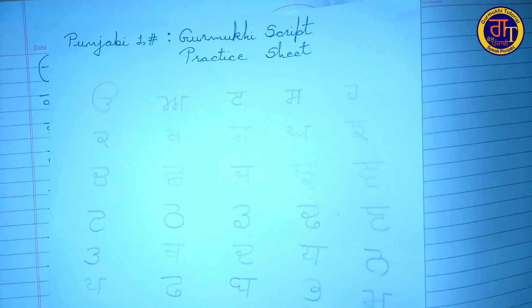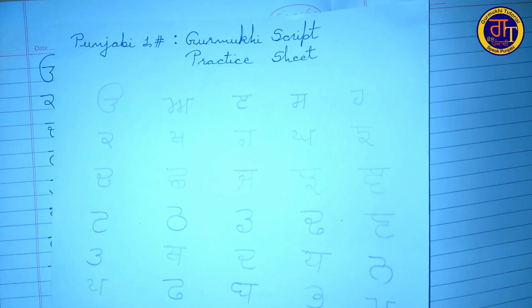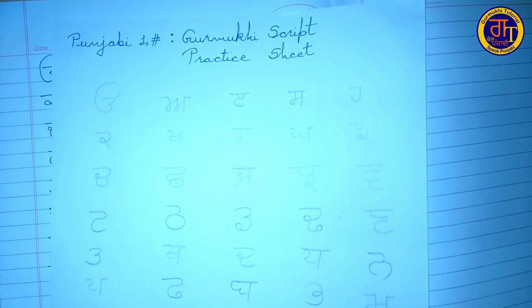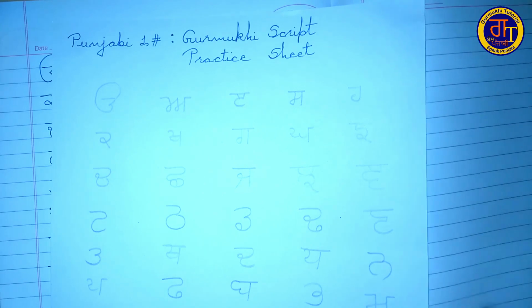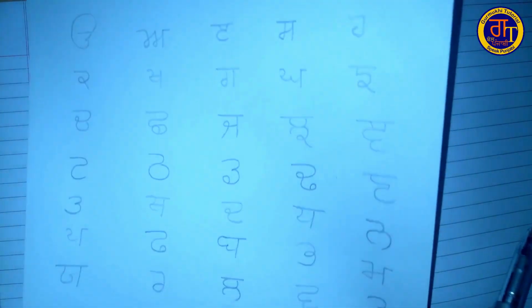I prepared the last sheet as a help and practice sheet on which I wrote the Gurmukhi script with pencil. You can print it and try to write with a pen, a sketch pen, or marker, whatever you like, on top of the pencil lines. This method will help you a lot.